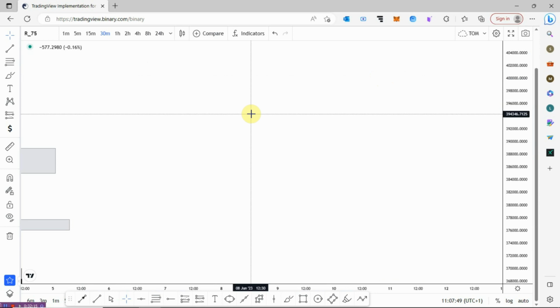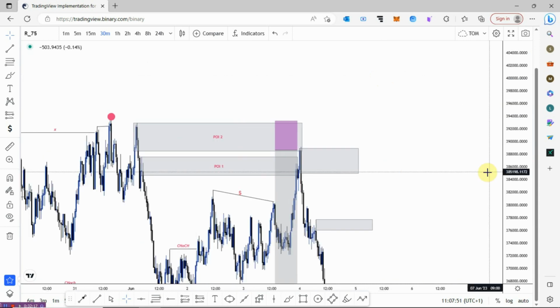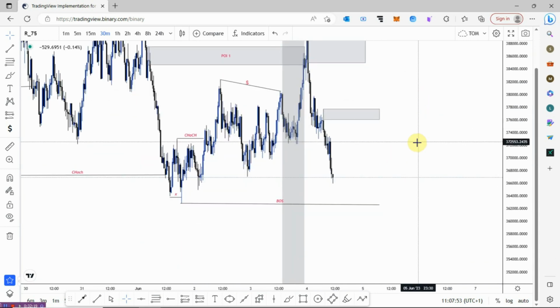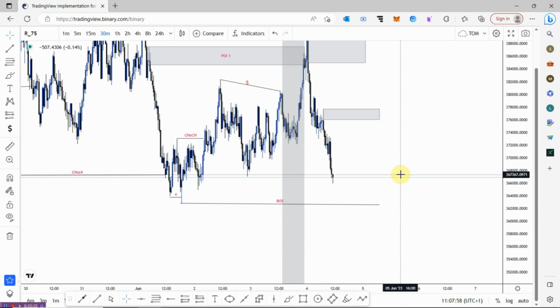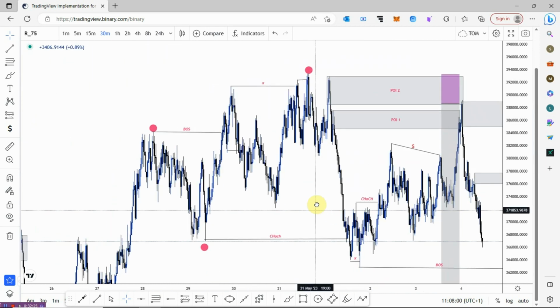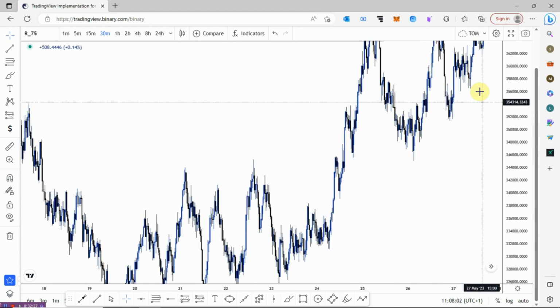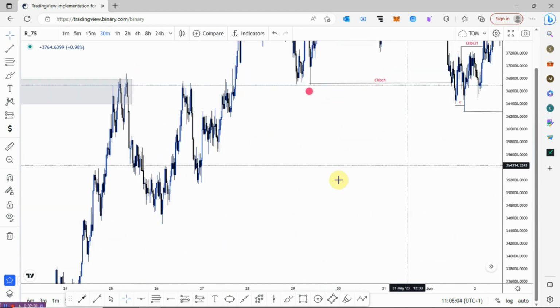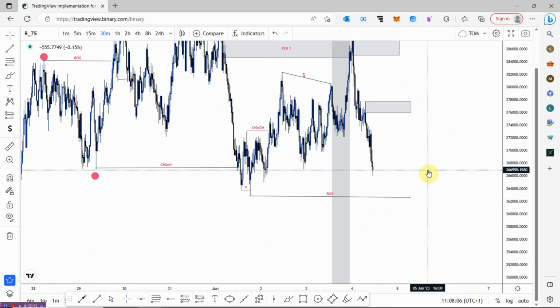Yeah, that is the only pair that almost moves the same way as currency pairs. Okay, currency pairs move perfectly this way.